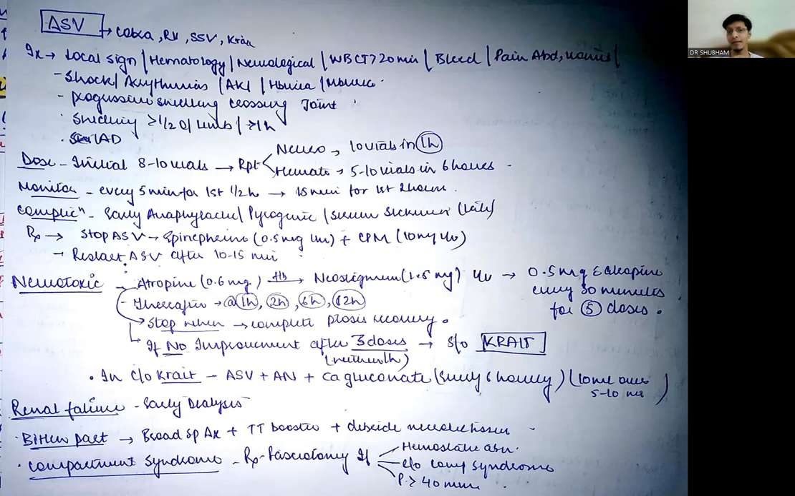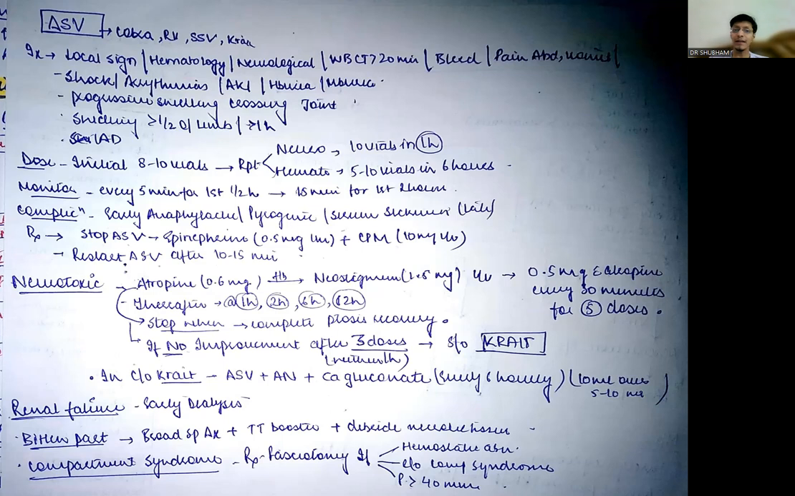When to stop this AN combination? When the ptosis recovery is complete. If there is no improvement even after 3 doses of AN combination, probably this is a Krait bite. So in a Krait bite, where there is no scar, there is nothing, but the patient is having ptosis. So along with ASV, atropine and neostigmine, we also have to give calcium gluconate every 6 hours.